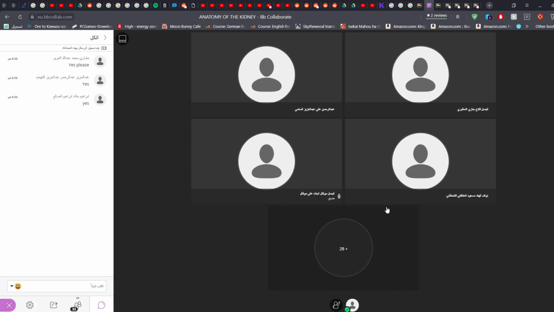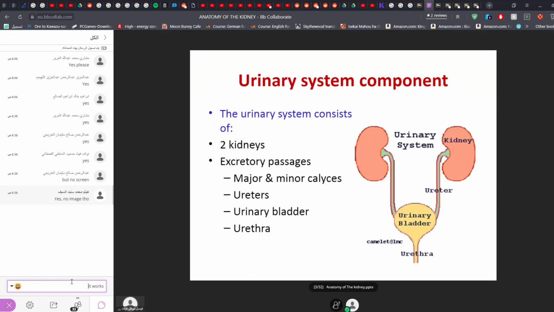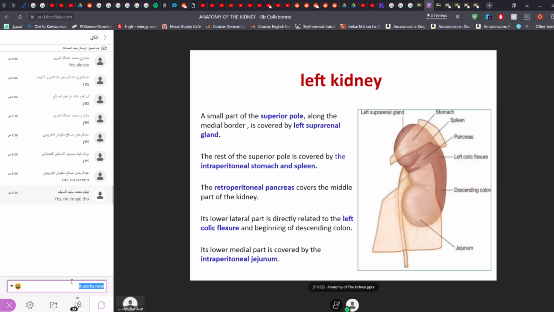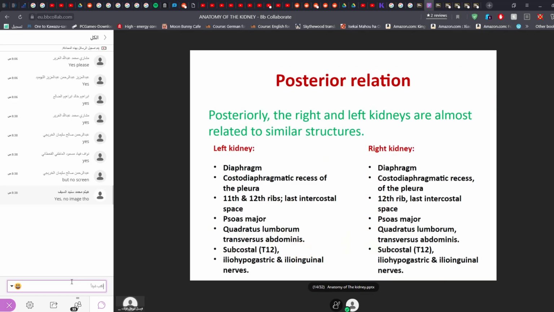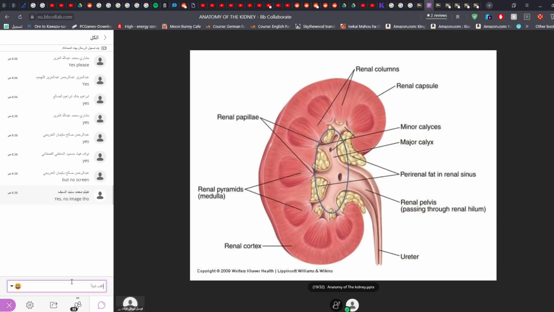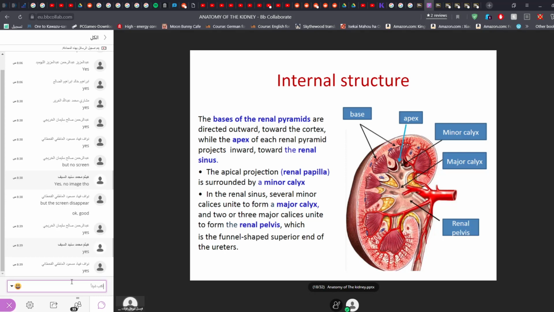Can you hear me? I don't know why the system stops. Okay, let me jump to the slide. Okay, so we were here. We were here. Can you see the screen now? Okay, so all of a sudden it goes.